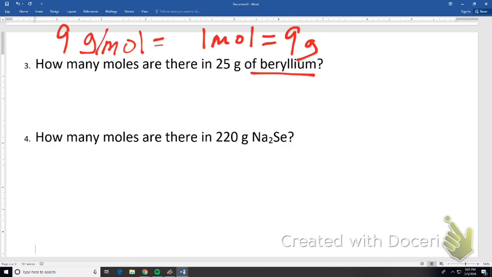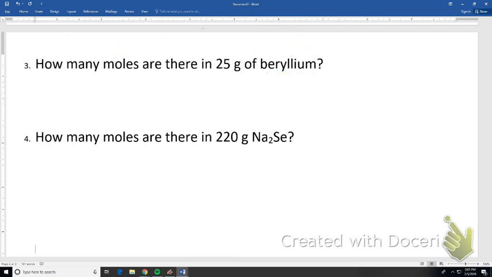Read the question. So like number 3, how many moles are there in 25 grams of beryllium? I need to underline what's given. So I have 25 grams of beryllium. Then you want to circle what you're trying to solve. We're trying to solve for moles. So that'll help us with our setup. So 25 grams, that goes in our top left. So 25 grams of Be.